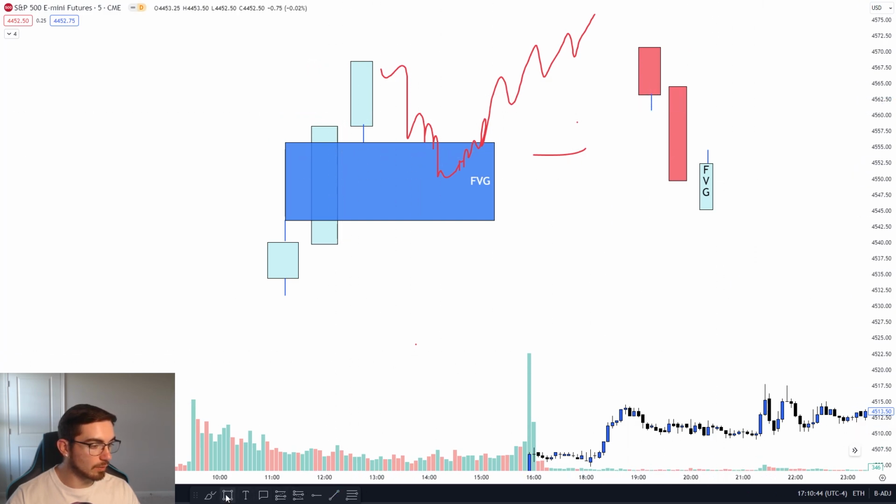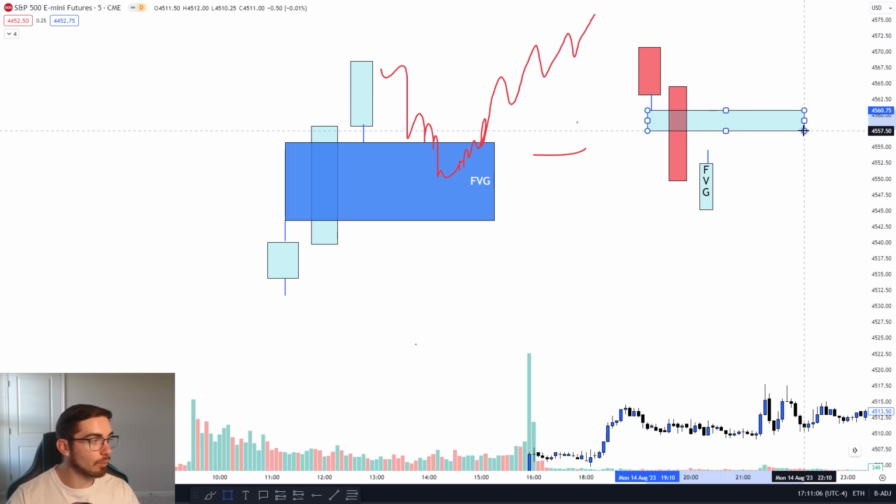So if this wick were to come up and start hitting up here, then there's no longer a fair value gap there. There was no price acceptance in this area right here as far as buyers. This is a bearish engulfing candlestick. So more than likely, price is going to try to retest this area and look for acceptance from both sides.